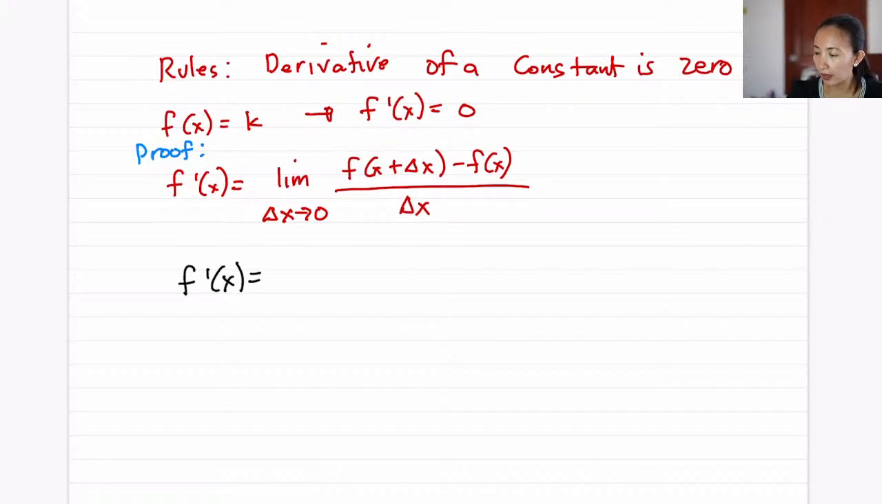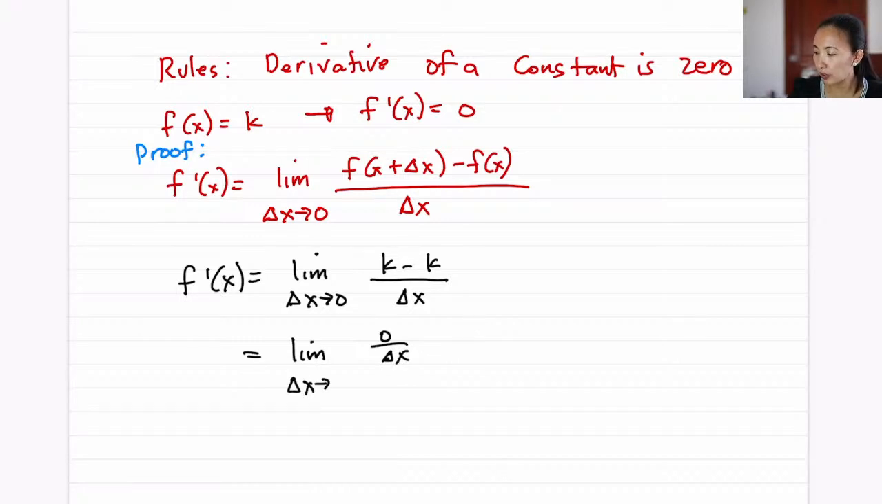Wala namang x dito, kaya walang isa-substitute. So, leave it as k na lang. Okay, k minus k all over, we forgot the word limit. Sorry. Limit of k minus k all over delta x as delta x approaches 0. What will this be? Limit of k minus k is 0 over delta x as delta x approaches 0. But what is 0 divided by delta x? It's 0. So, limit of 0 as delta x approaches 0.